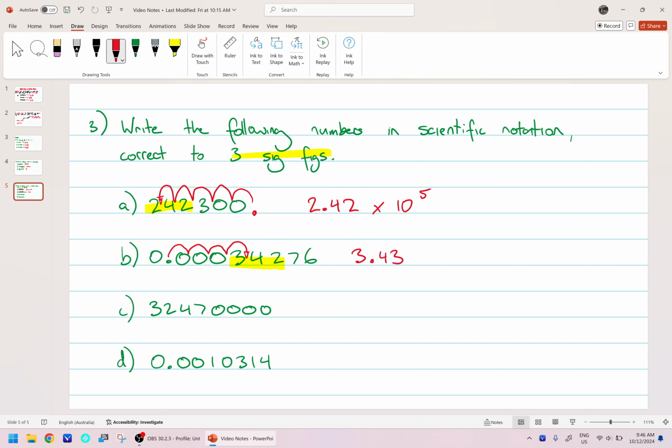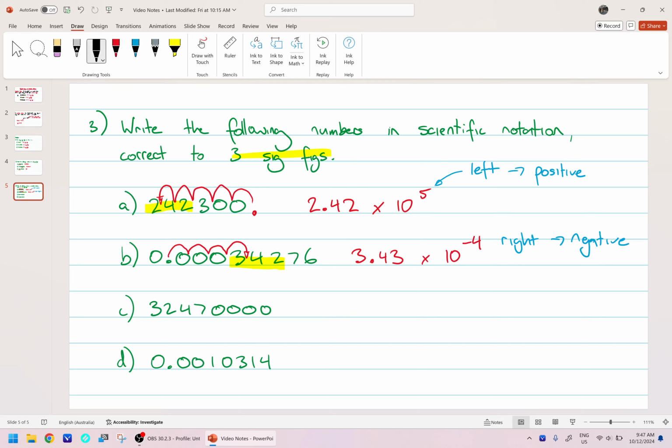So we're going to have 3.43, because we rounded up that 2, times 10 to the power of, and here we remember we saw that we went 1, 2, 3, 4, but we went 4 to the right. So because I went to the right, I'm going to say it's negative 4. And that's an important thing when it comes to scientific notation. If it went to the left, that power is positive. However, if you're moving the decimal place to the right, that means you're going to have a negative power.